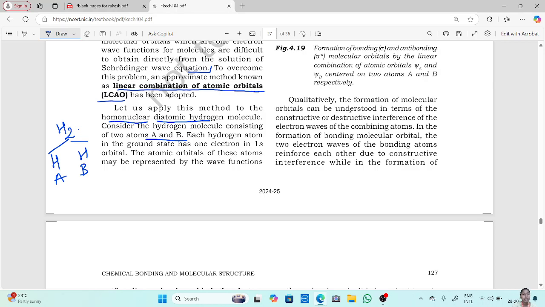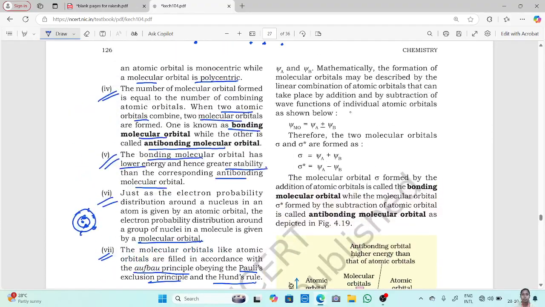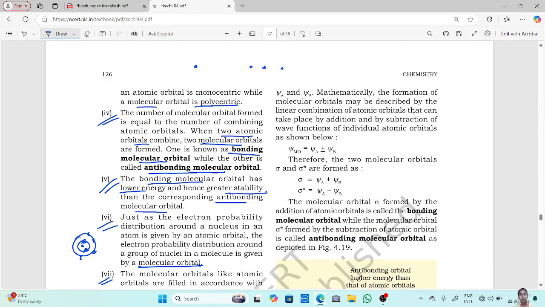Now as you know, hydrogen has only one electron in it, so it has 1s1, right? So each hydrogen atom in the ground state has one electron in the 1s orbital. Now the atomic orbitals of these atoms may be represented by the wave functions psi A and psi B. Hydrogen atoms have one electron, so you can apply the wave function here. So for hydrogen A, it is psi A, and for hydrogen B, it is psi B.